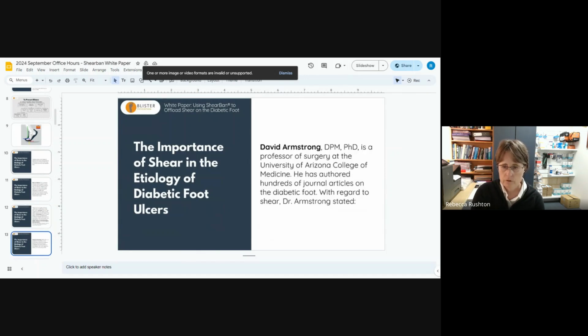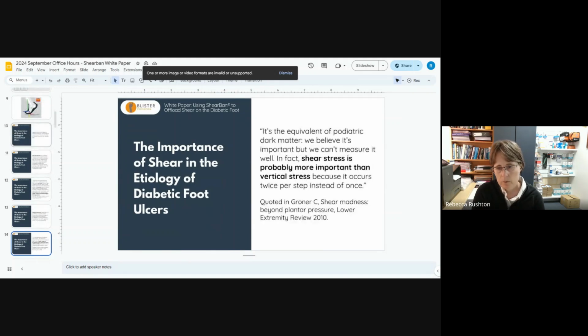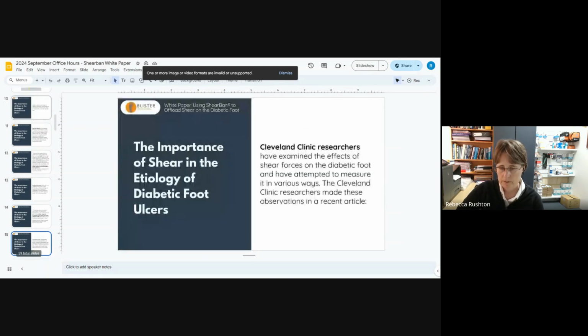David Armstrong has authored hundreds of journal articles, and he said this: it is the equivalent of podiatric dark matter. We believe it's important, but we can't measure it well. In fact, shear stress is probably more important than vertical stress because it occurs twice per step instead of once. At least under the ball of the foot it does.